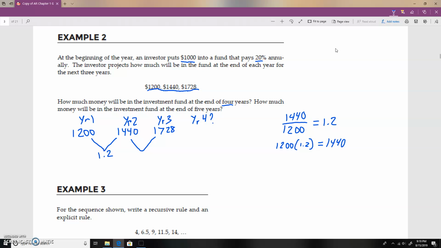If we do that same math between year 2 and 3, we find that 1,440 times 1.2 gives us 1,728. So what are we going to do between year 3 and 4 then? We're going to multiply by 1.2. So if we take 1,728 and multiply it times 1.2, feel free to use your calculators on this if you need to, we get 2,073.6. So year 4, he would have $2,073.60.